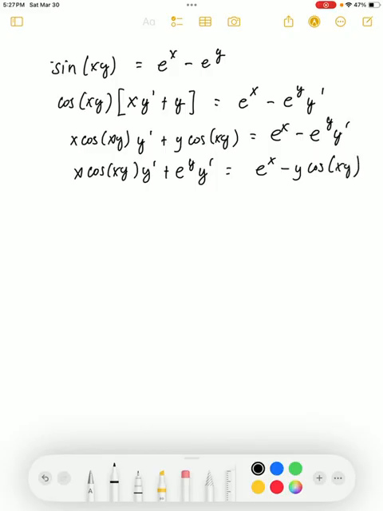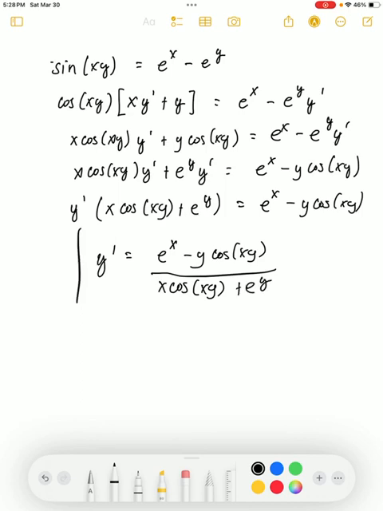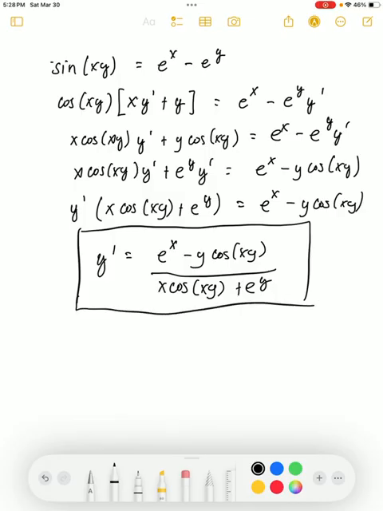Then factoring y prime, I will have x cosine xy plus e to the y will be equal to e to the x minus y cosine xy. Then dividing both sides by x cosine xy plus e to the y, finally my y prime will be equal to e to the x minus y cosine xy over x cosine xy plus e to the y. Okay, so this is then my y prime by implicit differentiation.